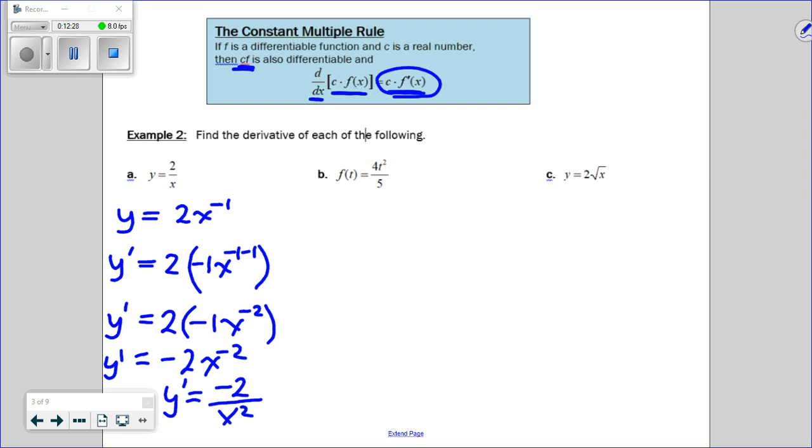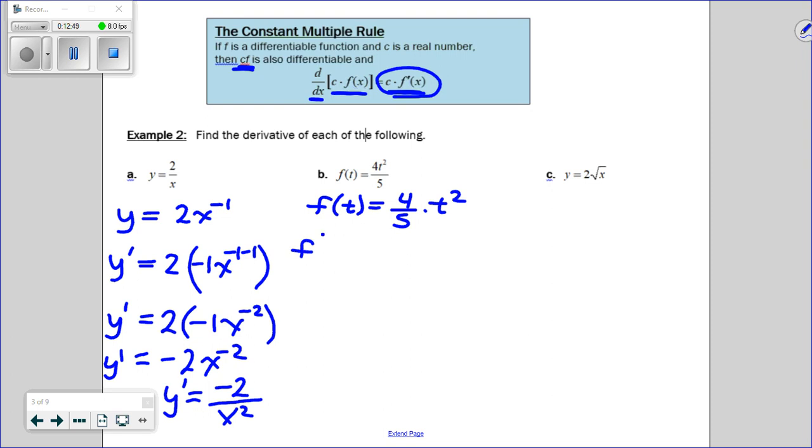All right, let's do this next example. We have f of t equals 4t squared, all divided by 5. So honestly, you guys, this could be rewritten as 4/5 times t squared. Okay, so 4/5 is essentially your constant multiple.